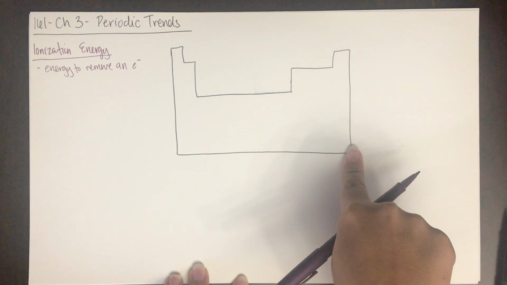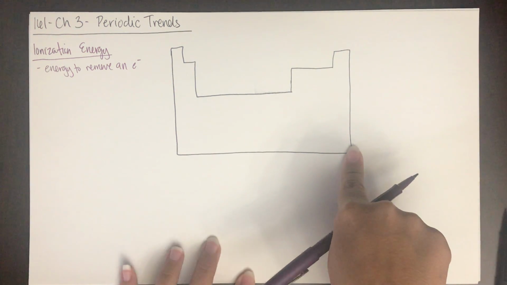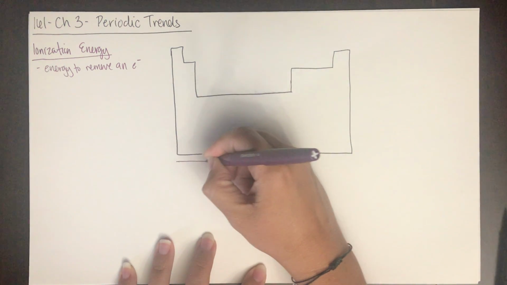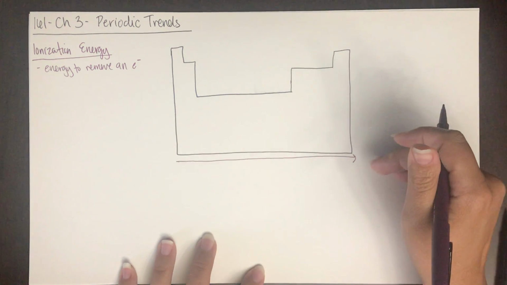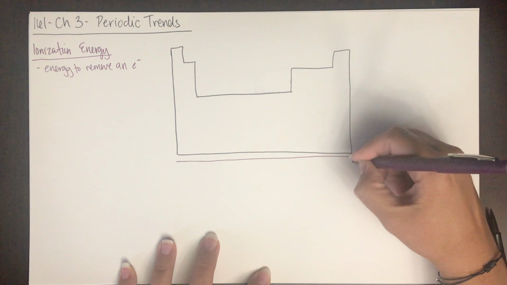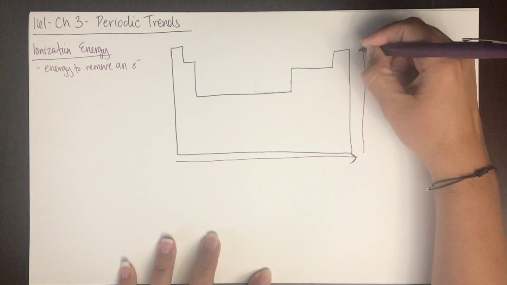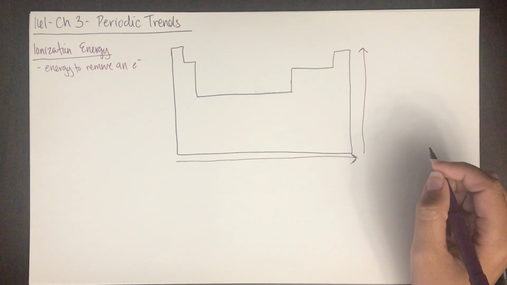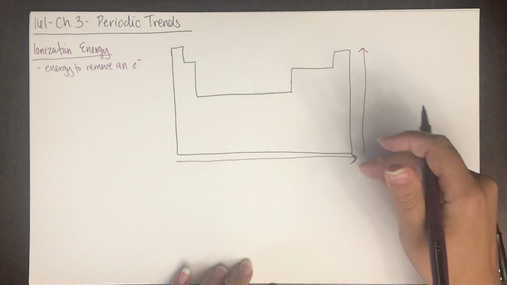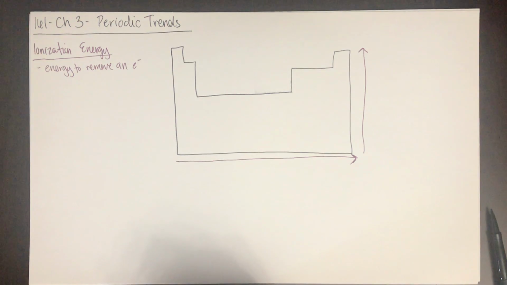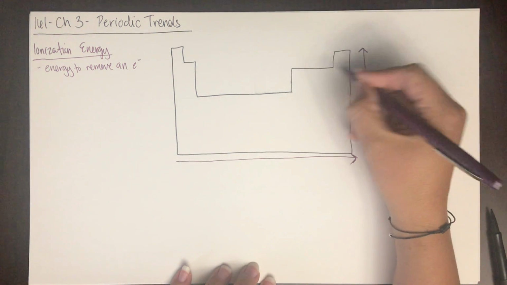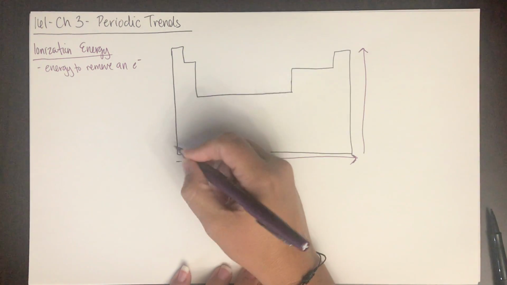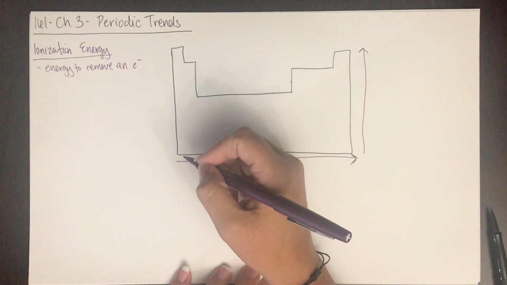So the trend for ionization energy is that ionization energy increases as you go across, and it increases as you go up. So it increases as you go across a period and up a group or family. This up here would have the highest ionization energy, and these down here would have the lowest ionization energy.